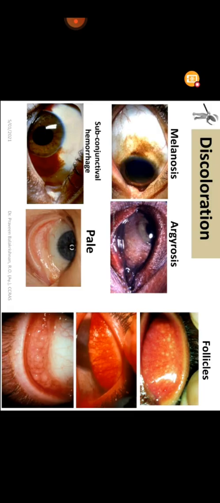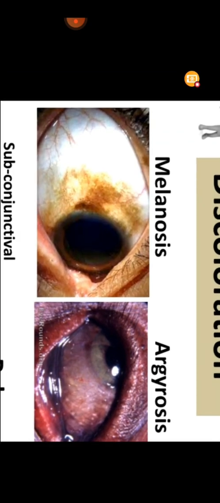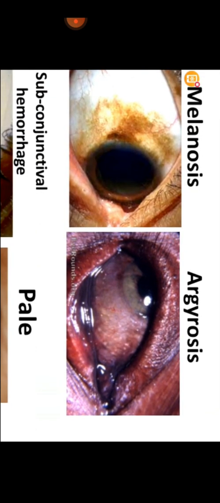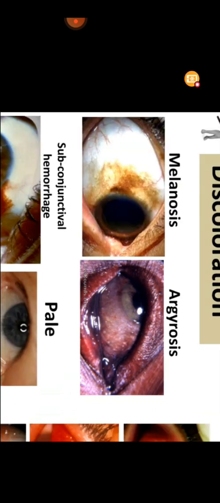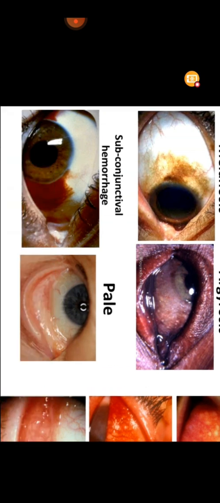Now, for the conjunctiva, you examine its discoloration, congestion, edema, growth, scars, and foreign bodies. These are some of the conditions which we commonly meet. One is melanosis, which is very common. You can see brownish discoloration on the conjunctiva in people who work in dirty areas. Argyrosis is not that common. It is due to silver nitrate, so it usually comes in people who work in silver companies. Then you can see the subconjunctival hemorrhage.